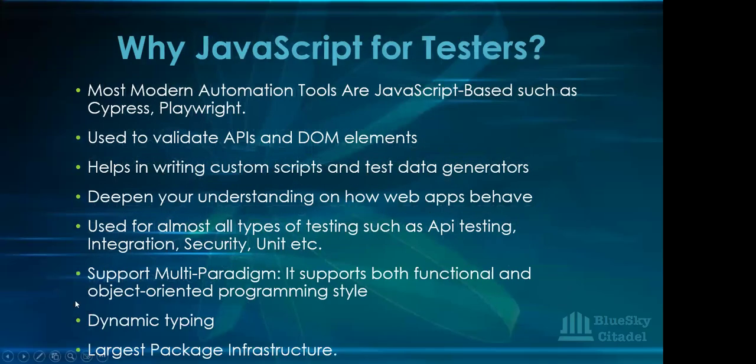So why JavaScript for testers? Most modern automation tools are JavaScript based, such as Cypress, Playwright, even Selenium. You can use JavaScript for Selenium. Even Appium, you can also use JavaScript for Appium. But the newest ones, Cypress and Playwright, were initially created with JavaScript, because it's very easy to create a testing automation framework with JavaScript.